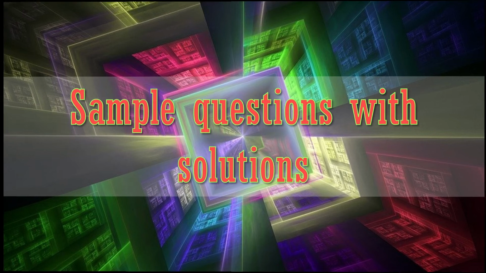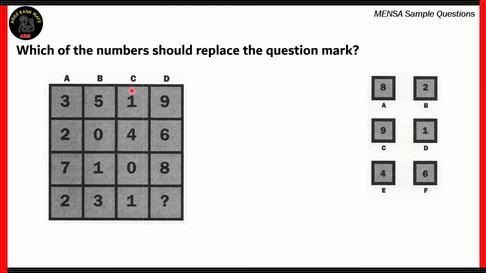So let's start off with our first question. Which of the numbers should replace the question mark? We've got a 4x4 table. We've got 4 columns A, B, C, D. We need to find out the last number of column D. So, how do we solve this?